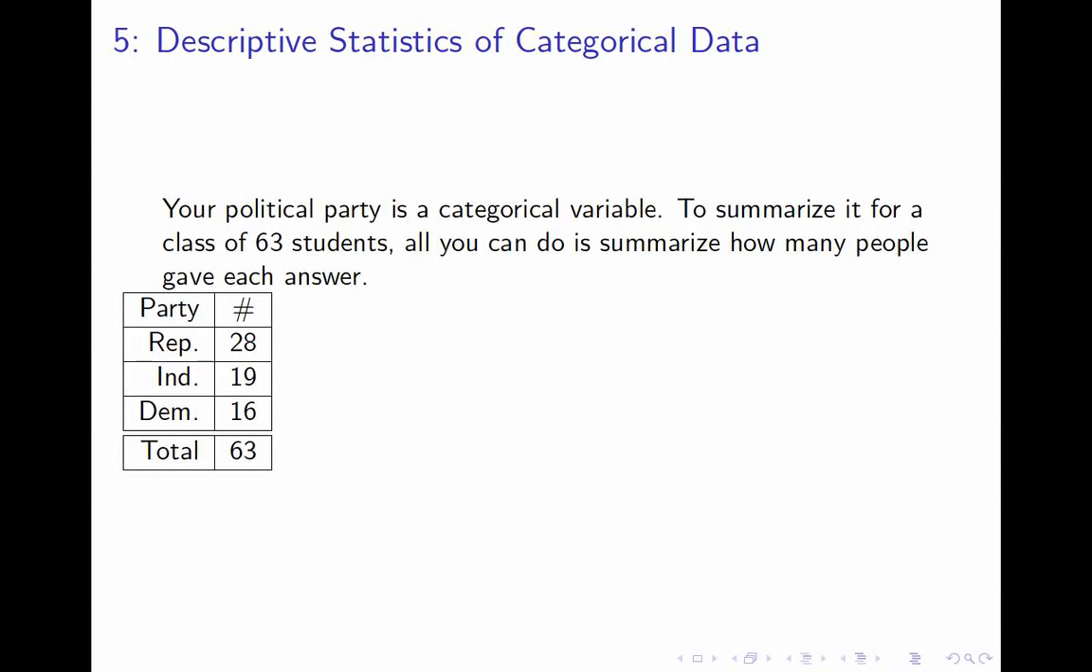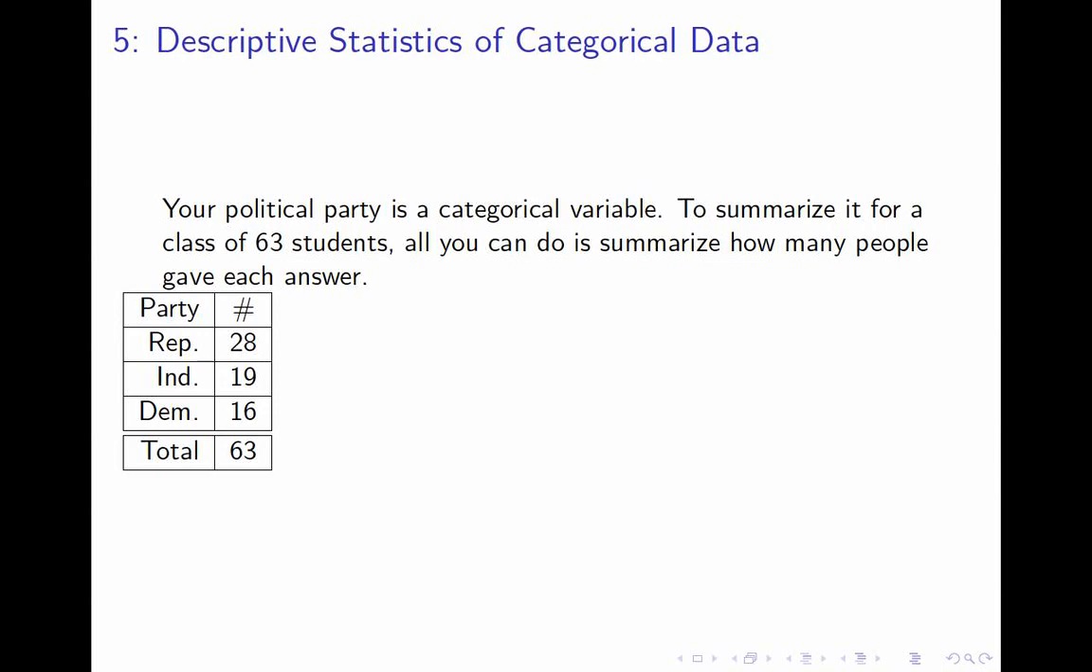Let's start with a simple situation, categorical data. Here's an example of a categorical variable, your political party. It's a multiple choice question you can ask about each person. And I'm going to say that the possible values are Republican, Independent, and Democrat. Notice I could add, Constitution Party or Green Party or something. I could add more choices. I chose to do just these three.